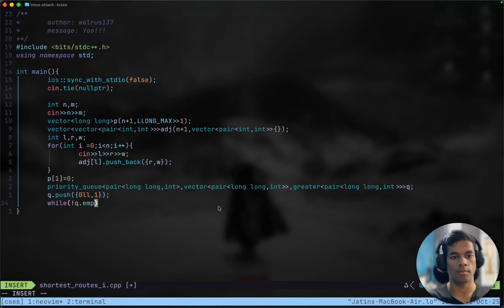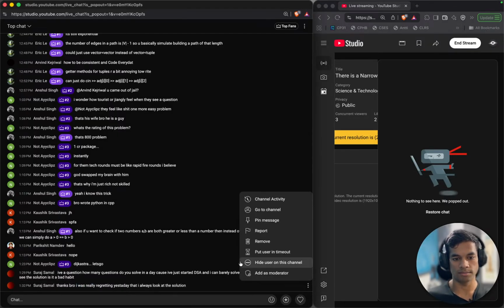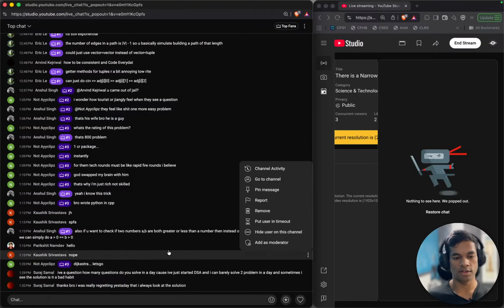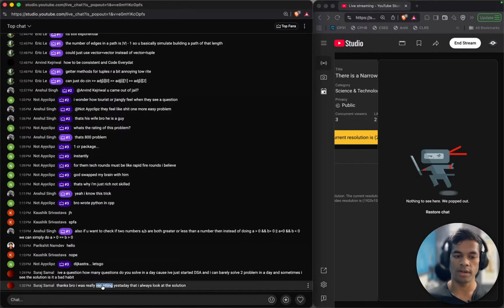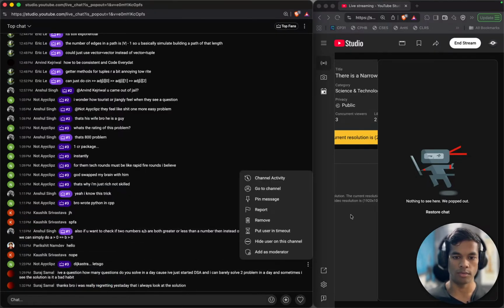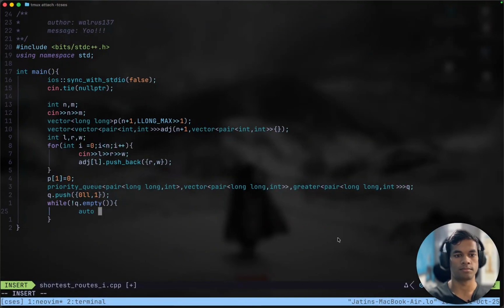While q is not empty, we will get the shortest distance and also the node. The distance we already have. Thanks, bro. I was really regretting it. Okay. Either you spend time regretting what you did yesterday or an hour ago, or you actually work hard right now and make it better. So do not regret anything that you have done. Make it better.